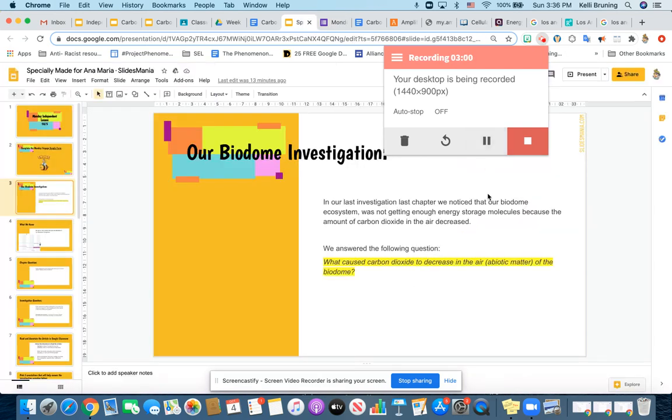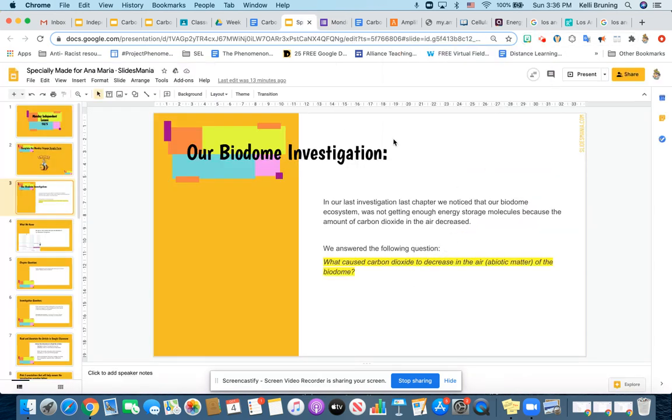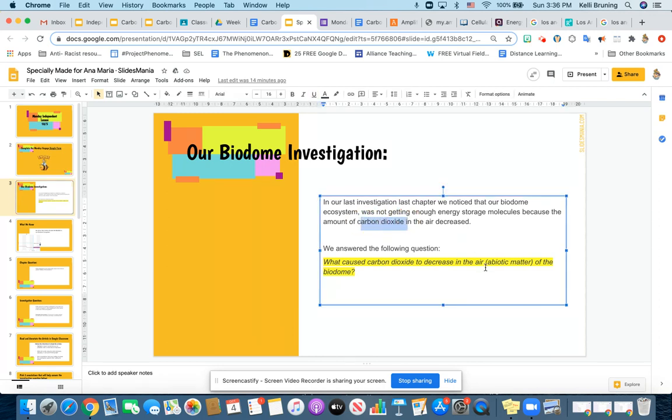Now that you've completed that Google form, I'm going to take you through the rest of the lesson. So we want to remember that from our last investigation, we noticed and figured out that our ecosystem was not getting enough energy storage molecules because of the amount of carbon dioxide in the air. And we also figured out that the amount of carbon dioxide in the air decreased, so it went down.